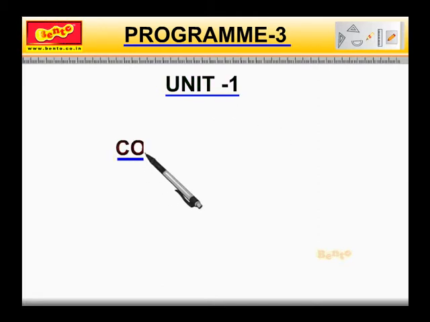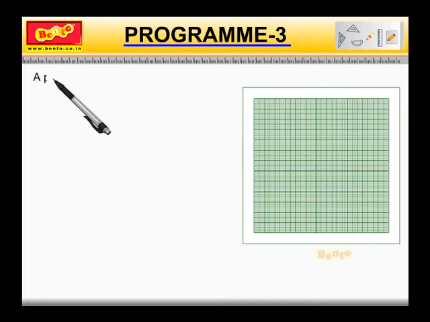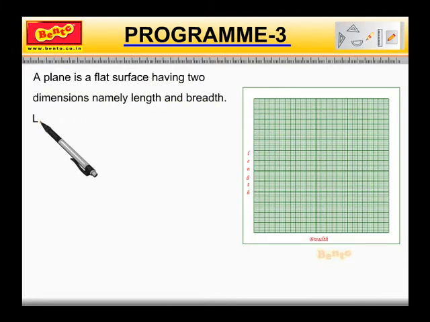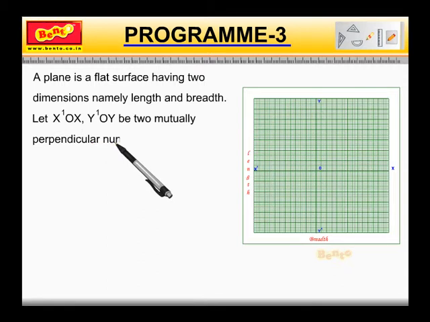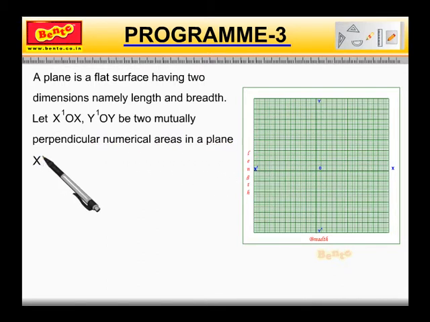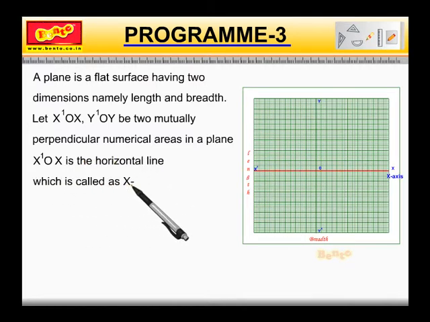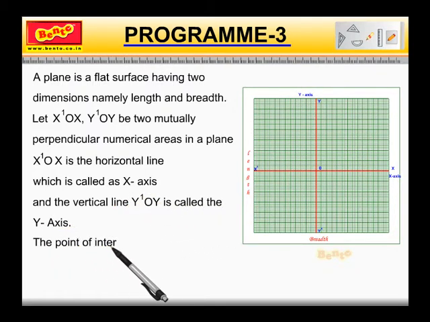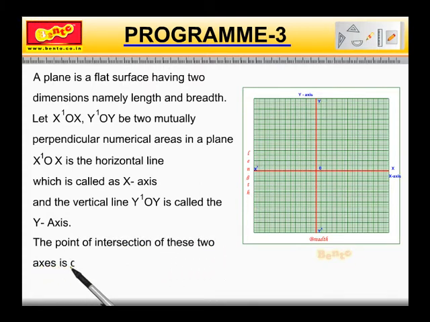Unit 1. Coordinates of a point in a plane. A plane is a flat surface having two dimensions, namely length and breadth. Let X'OX and Y'OY be two mutually perpendicular number lines in a plane. X'OX is the horizontal line, which is called the x-axis, and the vertical line Y'OY is called the y-axis. The point of intersection of these two axes is called the origin, and it is denoted by O.